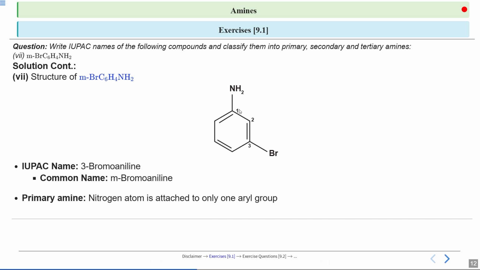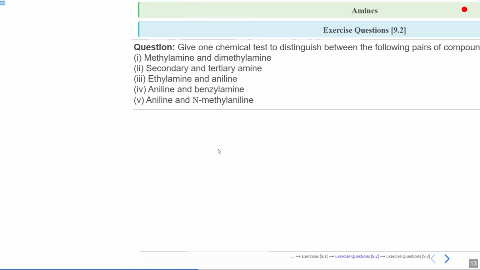Now if we look, this is also a primary amine, because this nitrogen is connected to 2 hydrogens and only 1 aryl group.